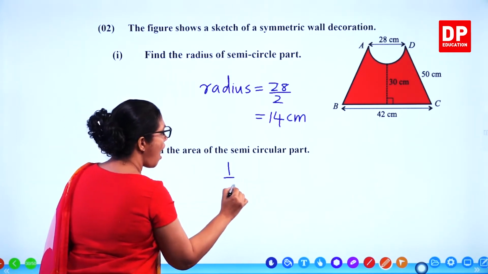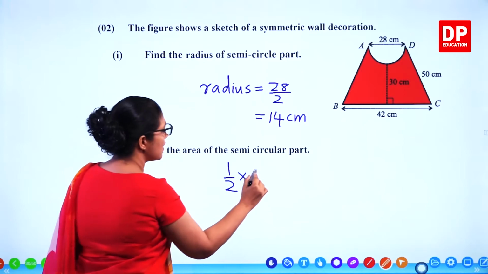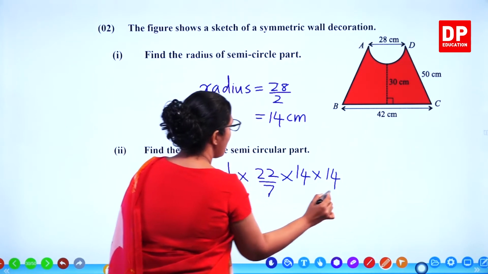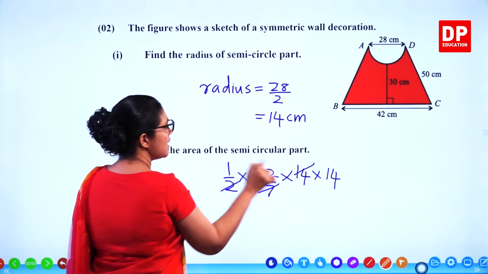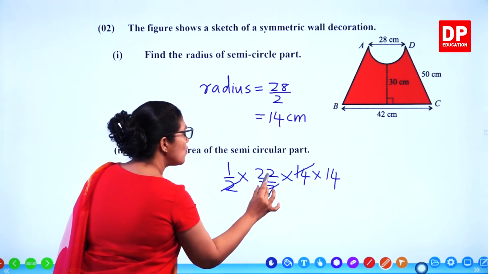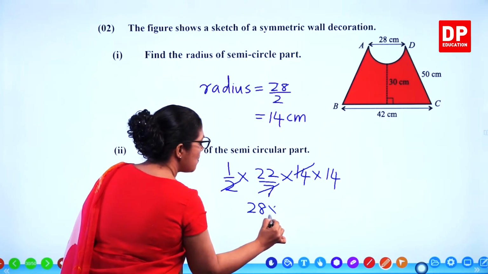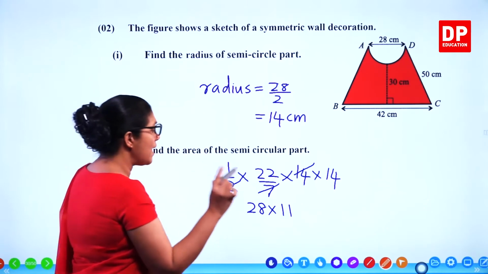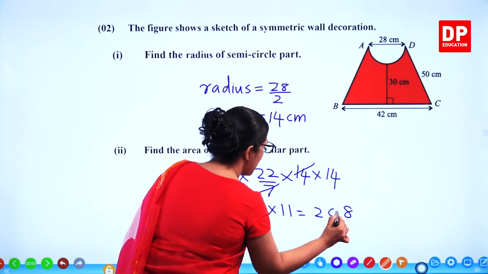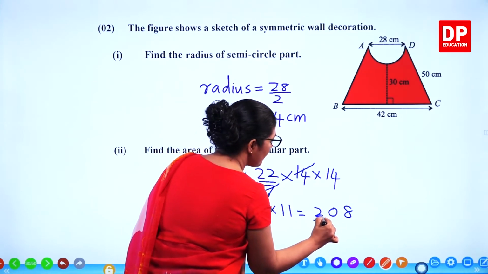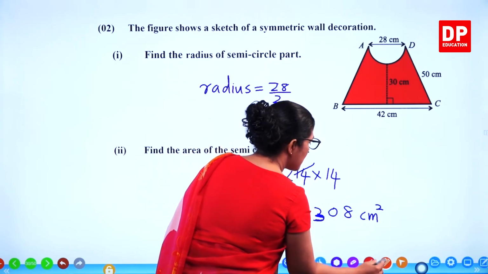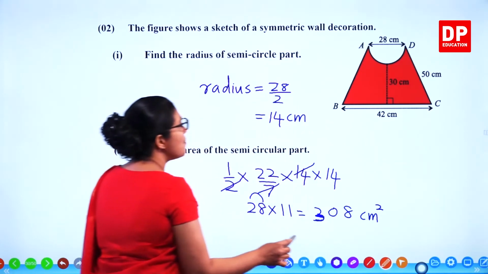So what's the area? Half into pi r squared, semicircle. 22 over 7, radius is 14, so 14 squared. So 2 times 7, 14, gets cancelled out with 14. So you have to multiply 22 times 14. I can do 2 times 14 is 28 times 11, because it's really easy to multiply by 11. So you separate 2 and 8, 2 plus 8 is 10. So this becomes 3. So you get 308 square centimeters as the area of the semicircular part.